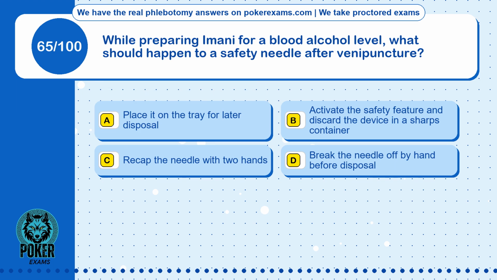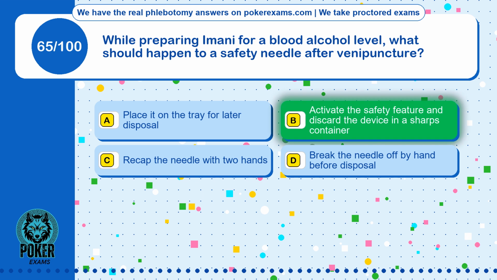Question 65. While preparing Imani for a blood alcohol level, what should happen to a safety needle after venipuncture? Option A, place it on the tray for later disposal. Option B, activate the safety feature and discard the device in a sharps container. Option C. Recap the needle with two hands. Option D. Break the needle off by hand before disposal.